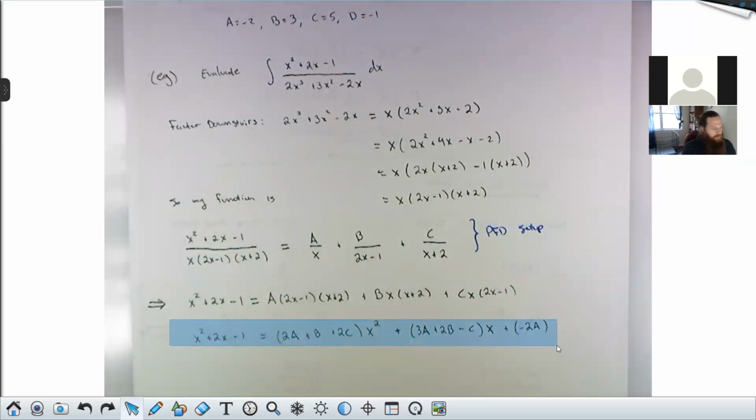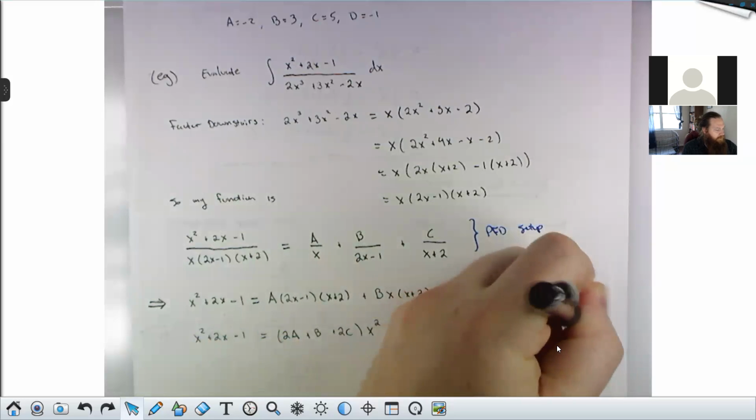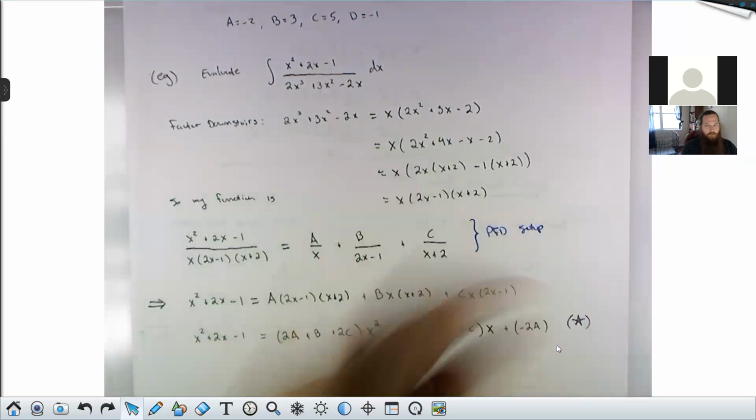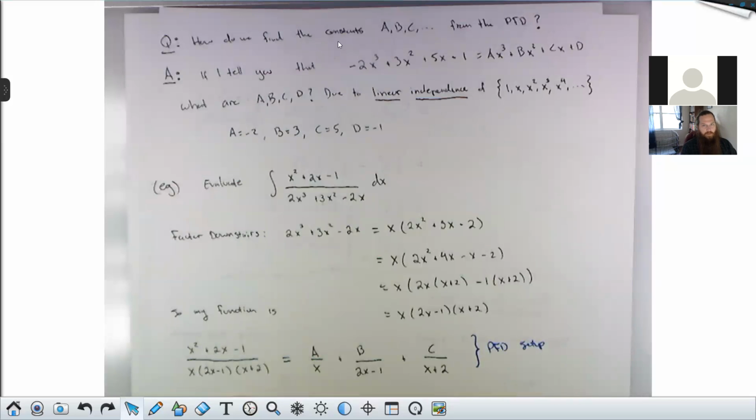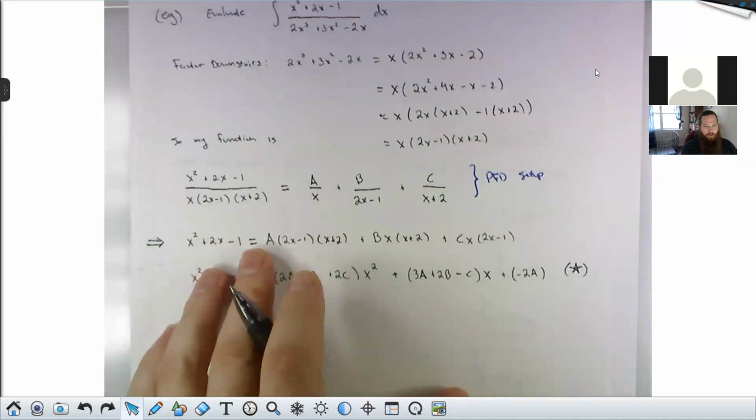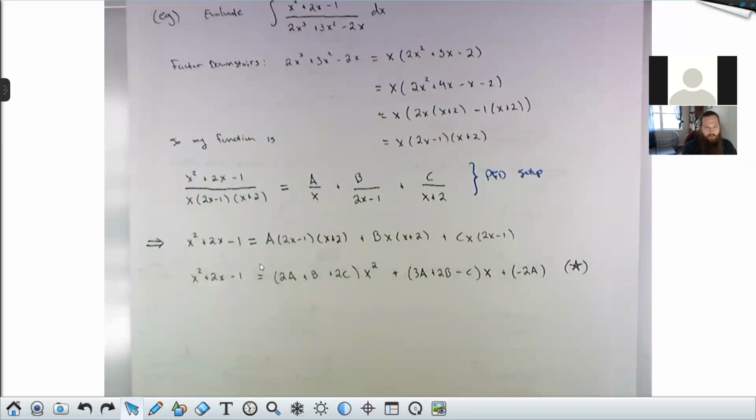This is a really magical equation. This is the equation that is similar to this one, because I've got one polynomial equal to another polynomial. Now the coefficients on the right are not as nice as just a, b, and c. They're more complicated. But the same principle applies. The coefficient of x squared on the left is 1. The coefficient of x squared on the right is 2a plus b plus 2c.